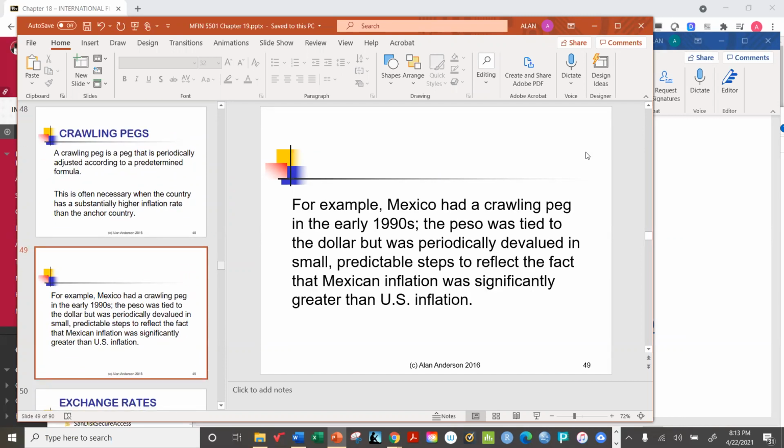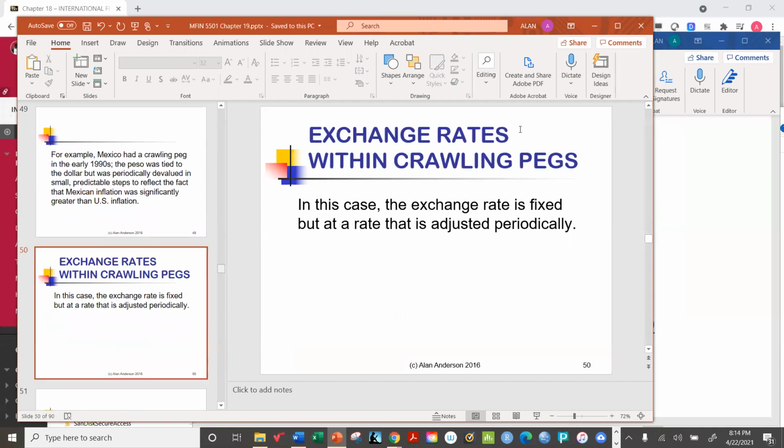Now, Mexico had this too, but eventually they had to give it up because oil prices were collapsing, and that was their major export at the time. And of course, obviously the peso is much weaker than the dollar. So having a crawling peg made it possible for Mexico to slowly devalue their currency without attracting a lot of attention from the market. It was meant to be predictable, very predictable. Exchange rates within crawling pegs. This means that you've got a band and you also have an exchange rate that can be adjusted periodically.